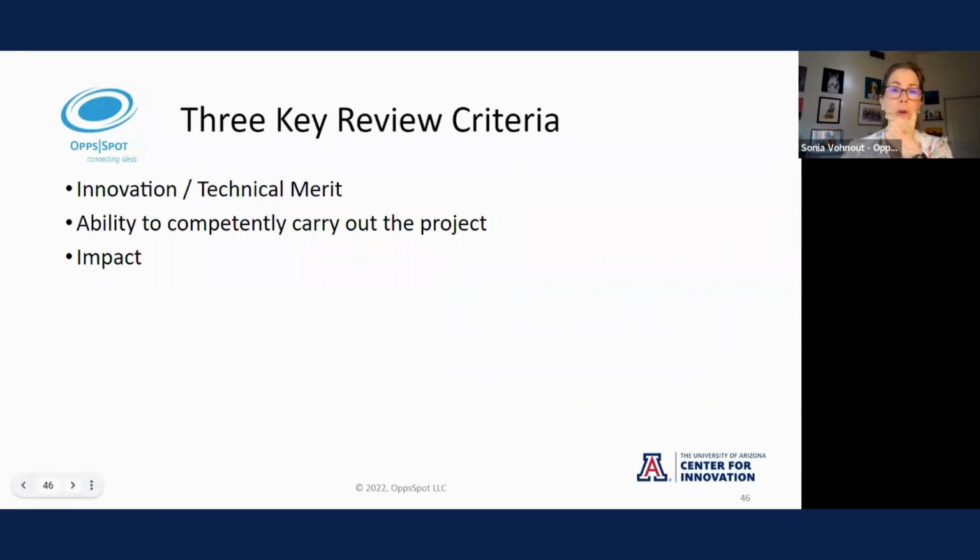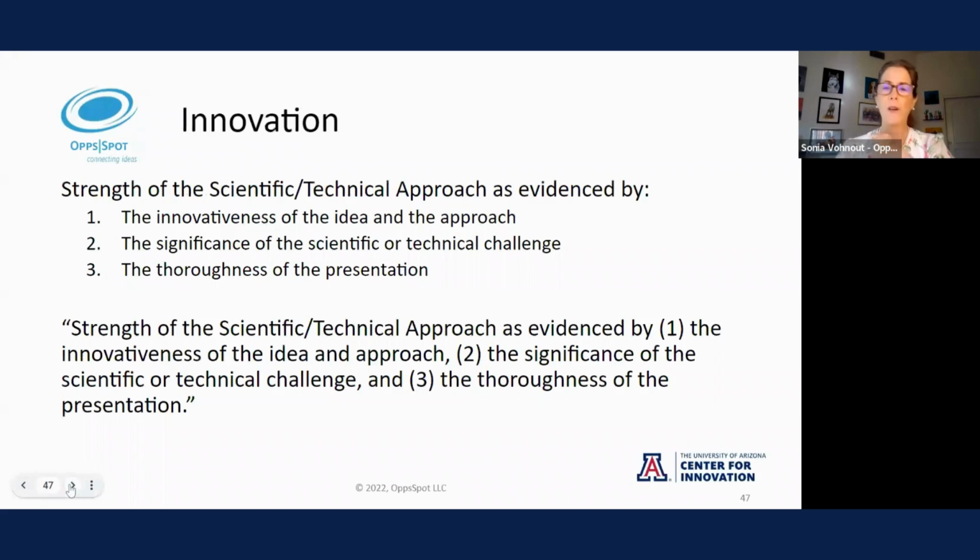All right. So let's go into more of the review criteria when it comes to merit. There's the innovation, technical merit, the ability to competitively carry out your project, and the impact. So next slide. Before we go in here, I wanted to ask for any administrative questions.